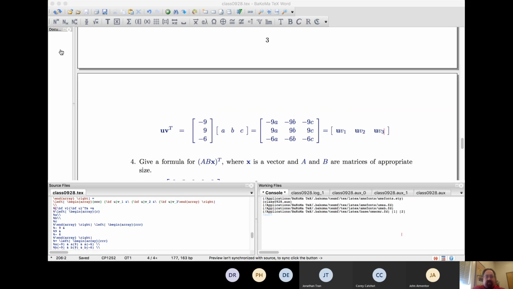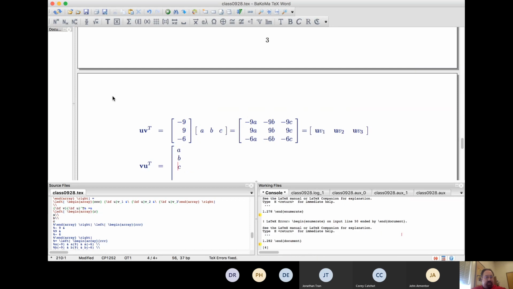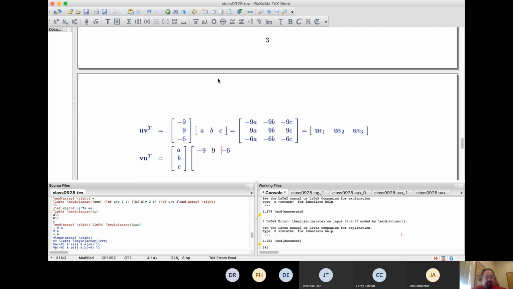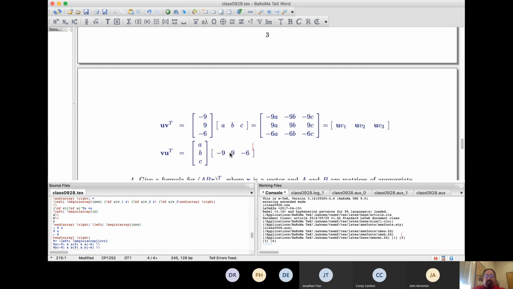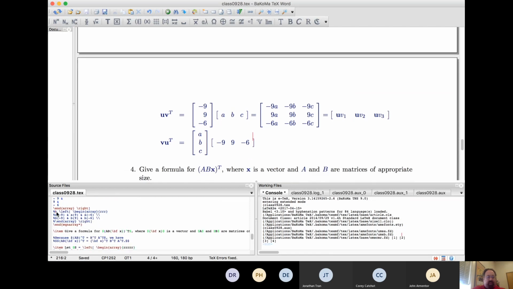Okay. Now, if you go the other way, v u transpose, just reversing the order, you're still going to have all possible products, but the result is not going to be the same. So it's not like the inner product, where it's commutative.